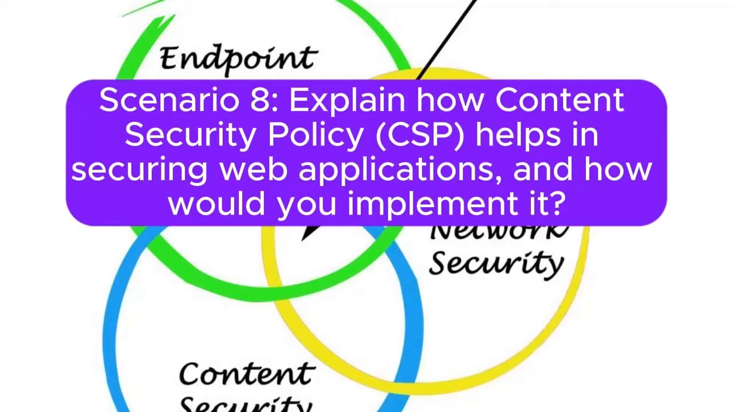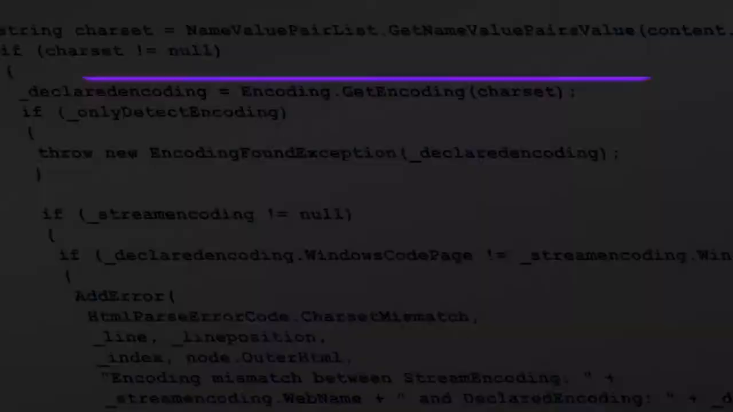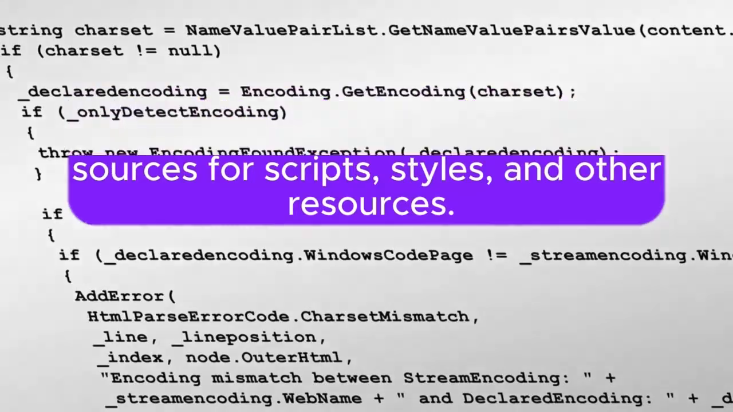Scenario 8: explain how content security policy (CSP) helps in securing web applications, and how would you implement it? Answer: CSP restricts the execution of scripts and resources to specific domains, mitigating XSS attacks. To implement, I would define a policy header specifying allowed sources for scripts, styles, and other resources.